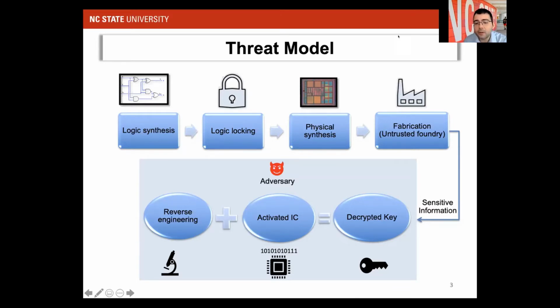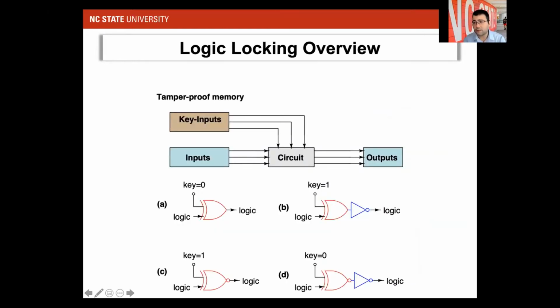The attack will look at an activated IC, which is what we call an oracle. The attacker can either do reverse engineering, or the attacker can be the fabrication facility. We assume the attacker knows the details of the hardware design. Yet logic locking aims at securing the design by obfuscating the input-output behavior. If you don't know the secret key used in logic locking, you cannot reverse engineer the hardware details and generate a functional design.